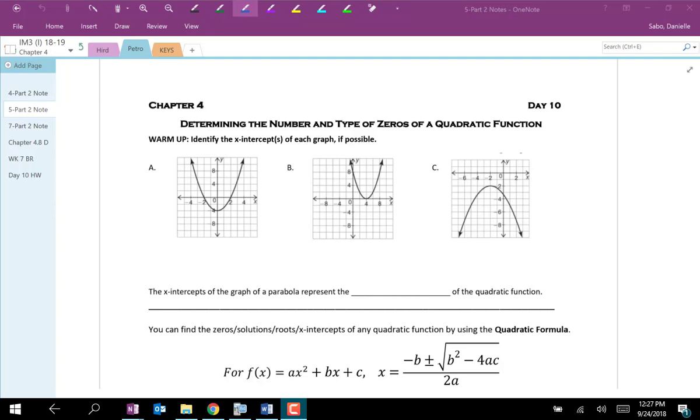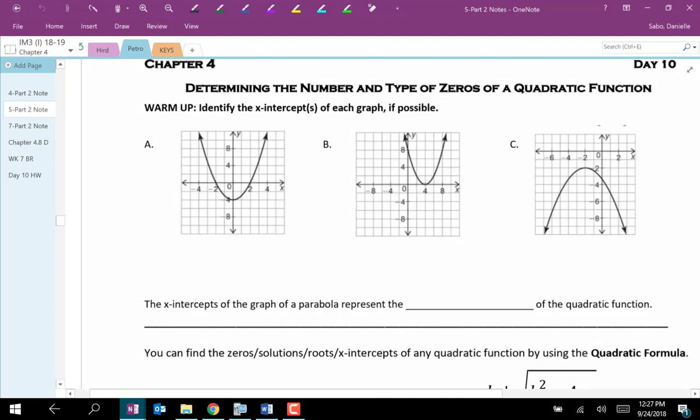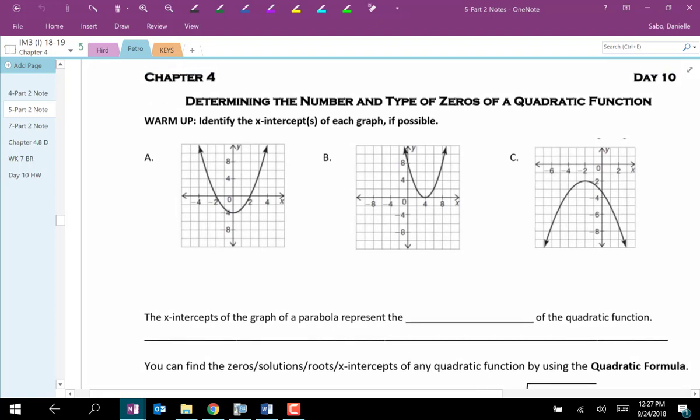Go ahead and do it. Where do you write it? Right underneath it, A10. Okay, so I'll give you an example. One of them for A is -2, 0. Write the other one. Then do it for B and do it for C. So tell me what the x-intercepts are is what I'm looking for.